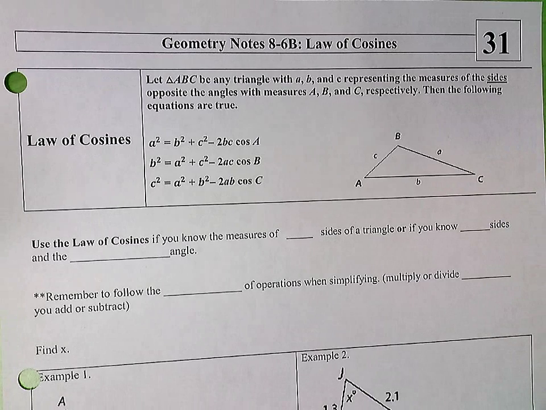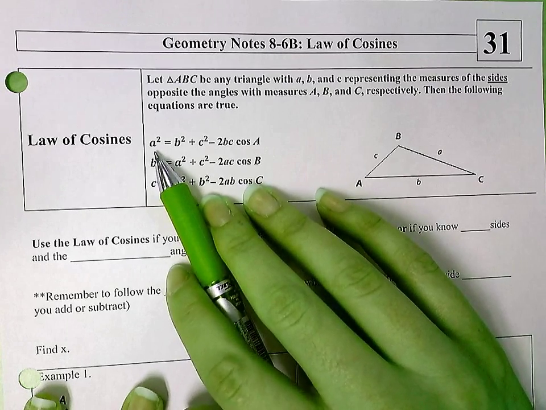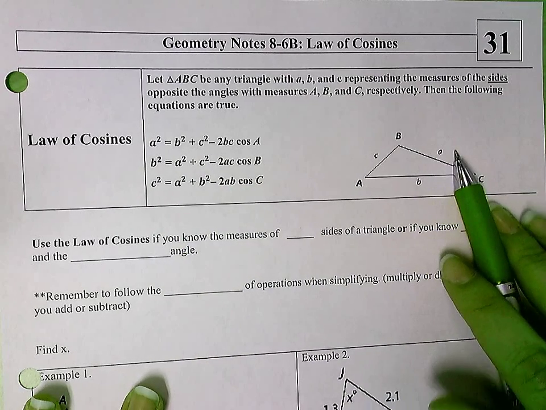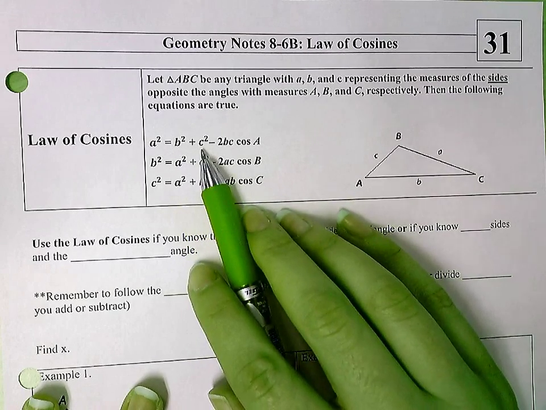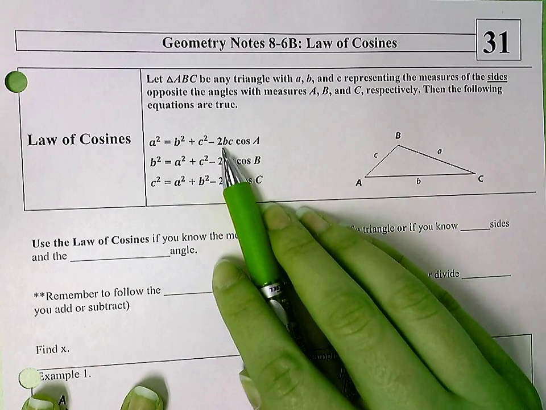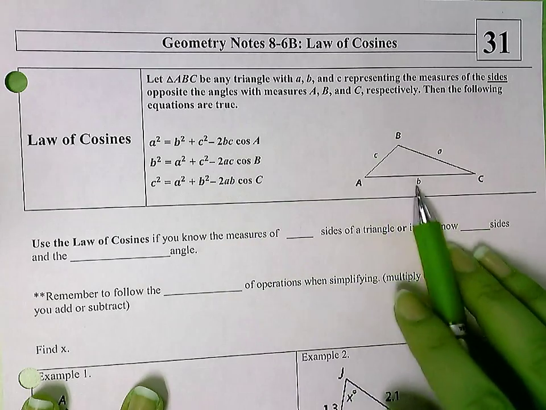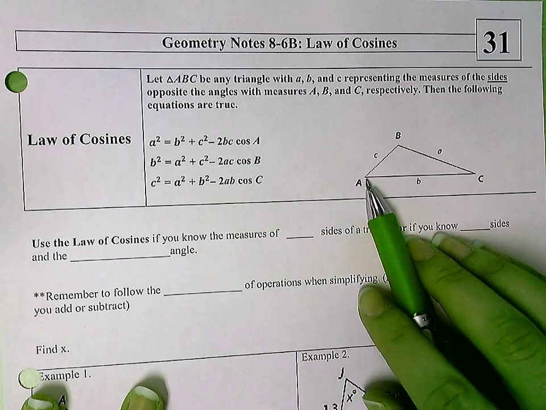Now these three equations are all the same equation. Okay? You don't have to have three different ones every single time. It's all basically the same equation. So in this first one, I have lowercase a. Okay? That's this side here. That's equal to b squared plus c squared, so the other two sides squared and added together, minus 2 times bc. So again, those other two sides, times the cosine of angle A.